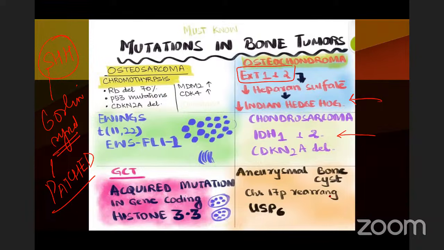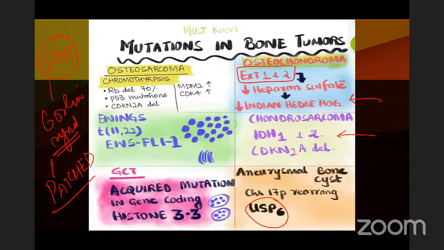Aneurysmal bone cyst, you all know that we have USP6 mutation. Osteosarcomas occur due to chromothripsis. What is chromothripsis? When the chromosome ruptures, it shatters. Then there is osteosarcoma. Apart from that, RB gene mutations are commonly seen in osteosarcomas.